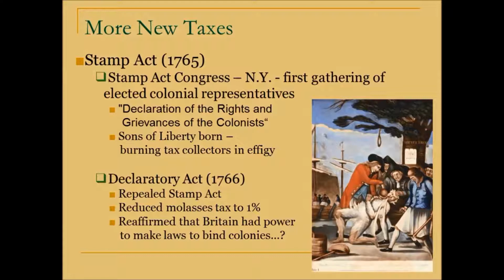But the thing that they got the most angry about is at the bottom of the Declaratory Act, the British Crown decided that they would write a statement which reaffirmed that Britain had the power to make laws to bind the colonies, whether the colonies liked it or not. And so basically this was a statement by the king to say, ha ha ha, we can do whatever we want to, you did not win this time.